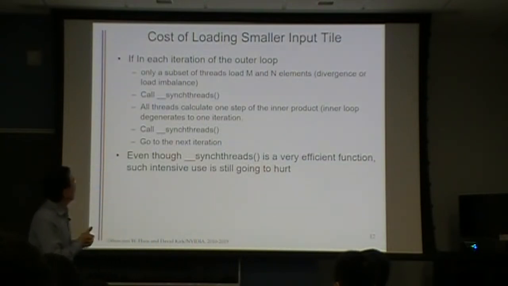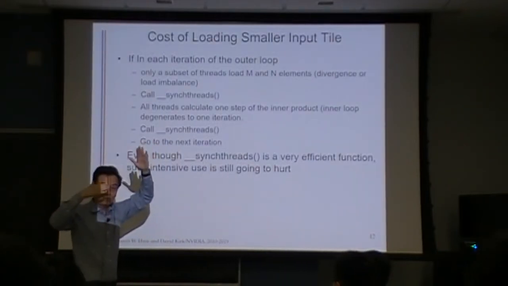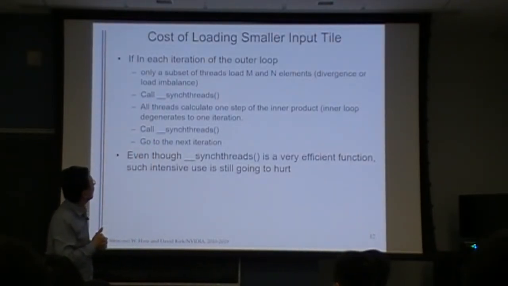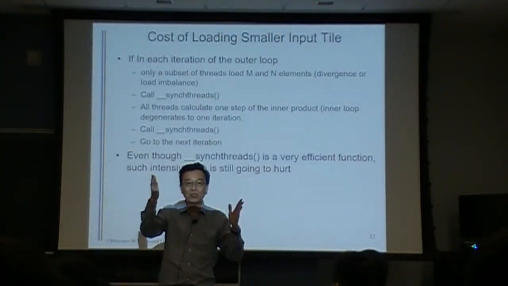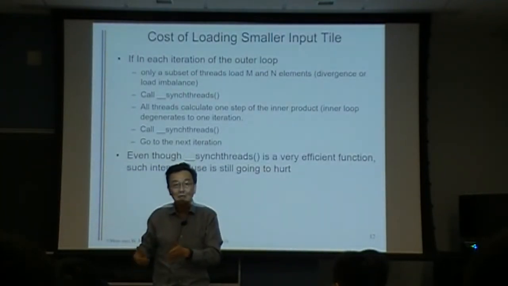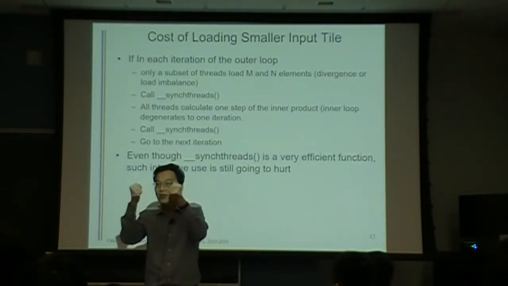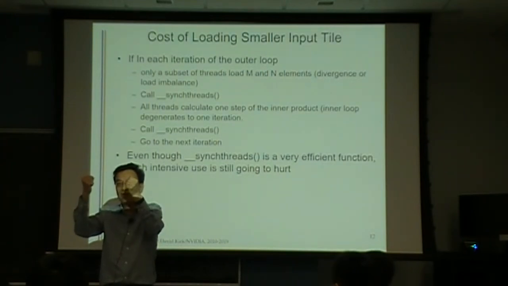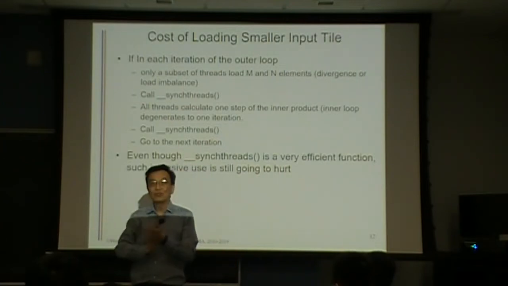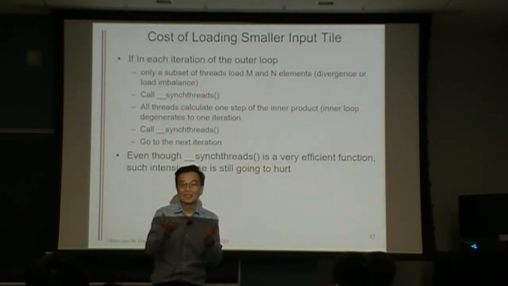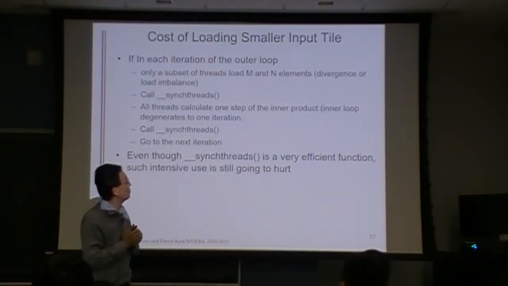If each iteration in the outer loop is only doing a strip of M and a strip of N, then, let's say using the 32x32 output tile, we only have 32 threads active in loading the M elements, and only 32 threads active in loading the N elements. The other threads are turned off. So we have divergence, we have load imbalance. Those are the kind of things that would chip away your performance.